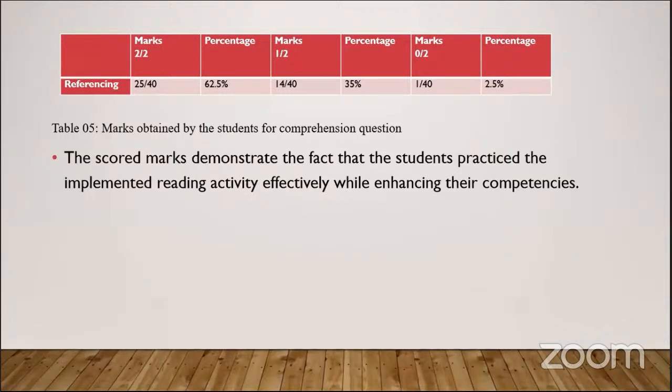So, as it shows, the majority of the respondents were able to gain all 4 marks allocated for the MCQ question. For the referencing question also, 62% of students gained 2 marks out of 2. Simultaneously, more than half of the students were able to score full marks for the comprehension question. So, the scores demonstrate the fact that the students practiced the implemented reading activity effectively while enhancing their competencies.